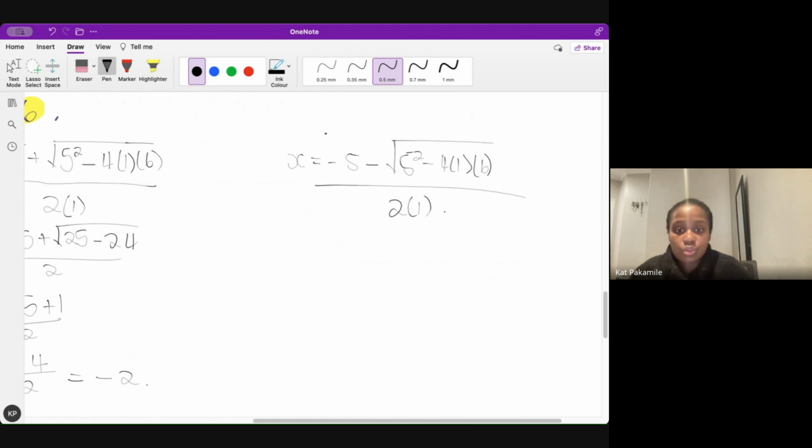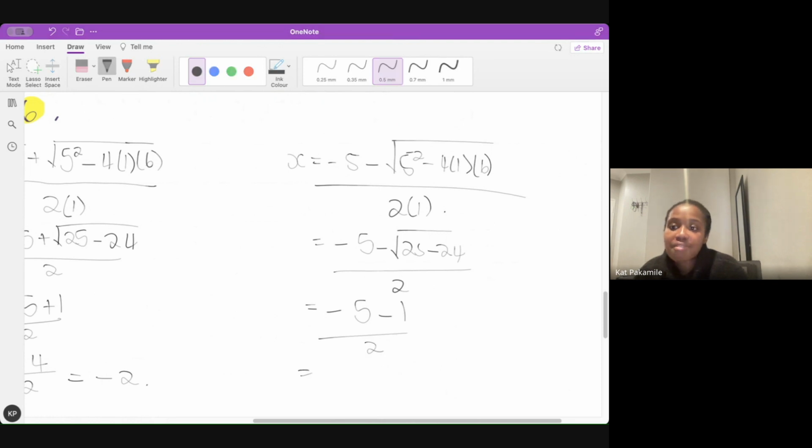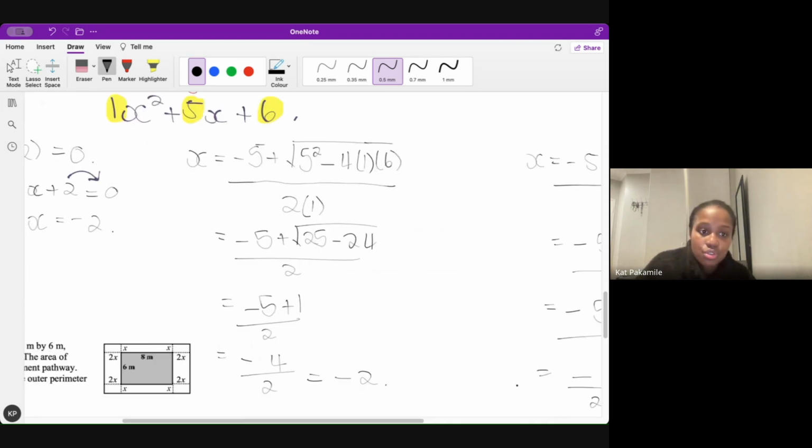Great. Let's see if the second solution works. This is equal to negative 5 minus, we know this is 25 minus 24 over 2. This is mostly the same except that minus. So it's minus 1 over 2. So this time we have negative 5 minus 1. What's negative 5 minus 1? Negative 5 minus 1, that's negative 6. Beautiful. And negative 6 divided by 2, x is equal to negative 3. Is that not our second solution that we got here?